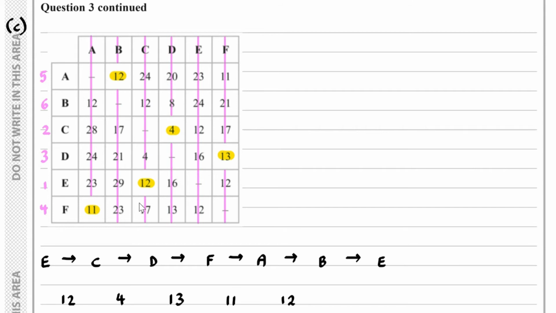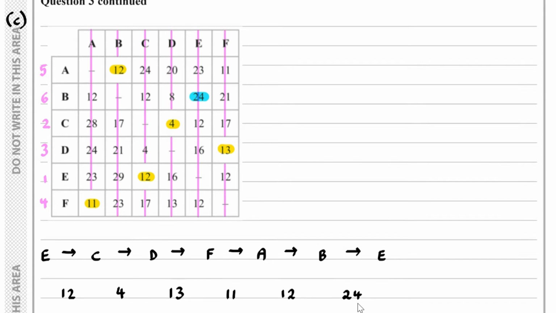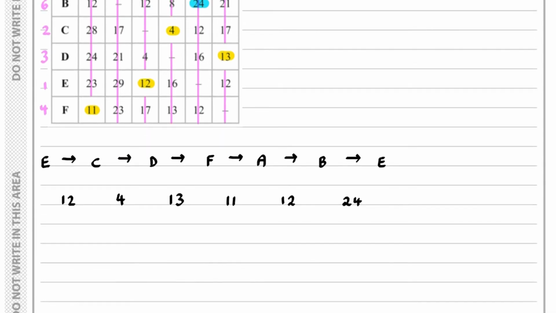well, B to E, that's 24. So here is one Hamiltonian cycle. We've got 12, 4, 13, 11, 12, and then the 24. And if I add these together to find the appropriate length, it turns out we get 76 meters.